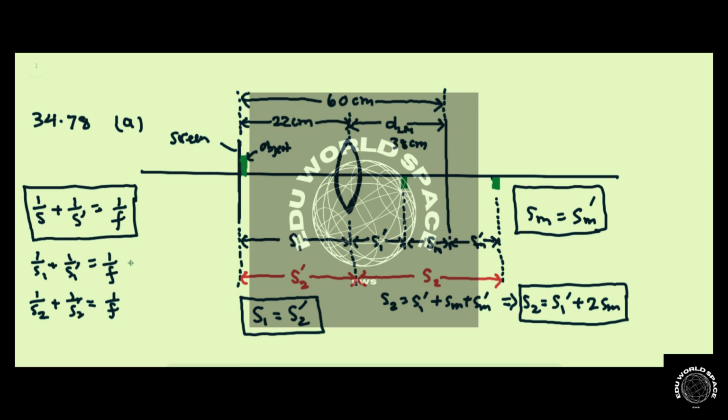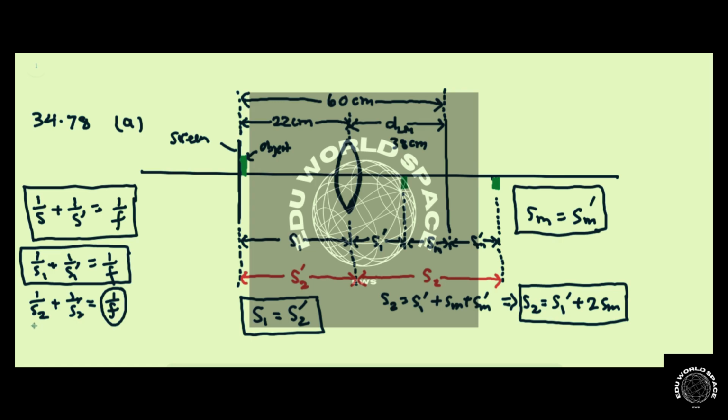Now, what we can do is use this equation, right? So 1 over s2 prime is 1 over s1, and substitute for this 1 over f here.